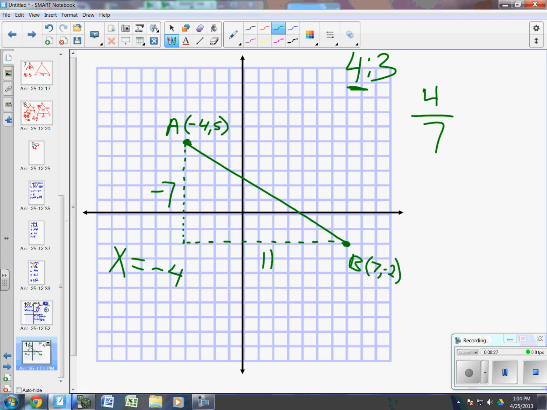-4. My X coordinate for A is -4. I'm going to add to it 4/7 of what? Of 11, because 11 is the X run, right? Everybody type that in your calculator. What do we get? -4 plus 4/7 of 11. 10.29. Everybody agree with that?